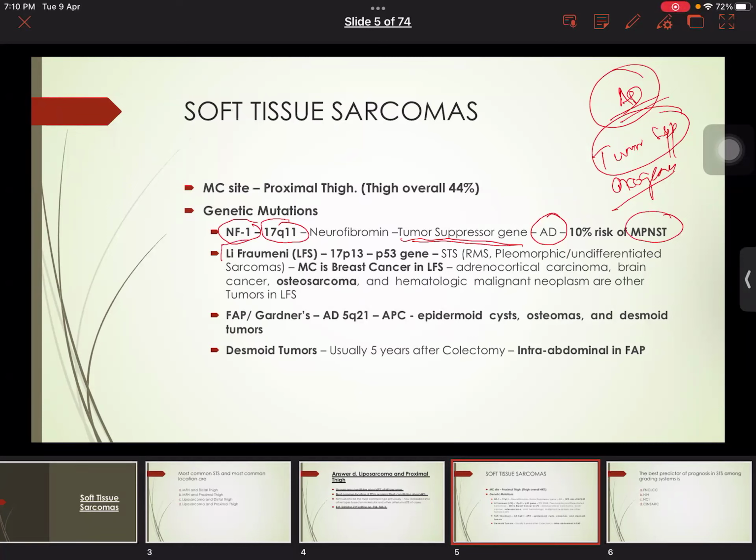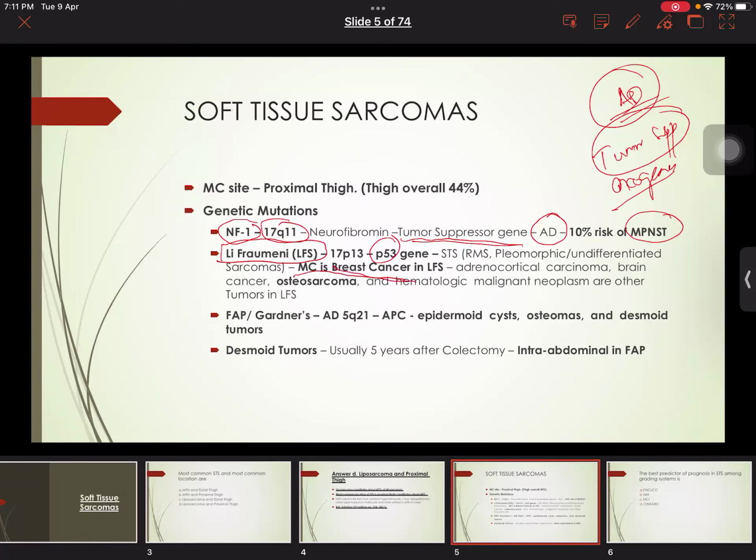Now, among the other syndromes which are going to be found is going to be your Li-Fraumeni syndrome. Li-Fraumeni syndrome is associated with multiple tumors, multiple cancers. As we all know, it is associated with the P53 gene, the master control gene, as we call it. So here, though there are multiple things that can happen, the most common cancer that happens is breast cancer.